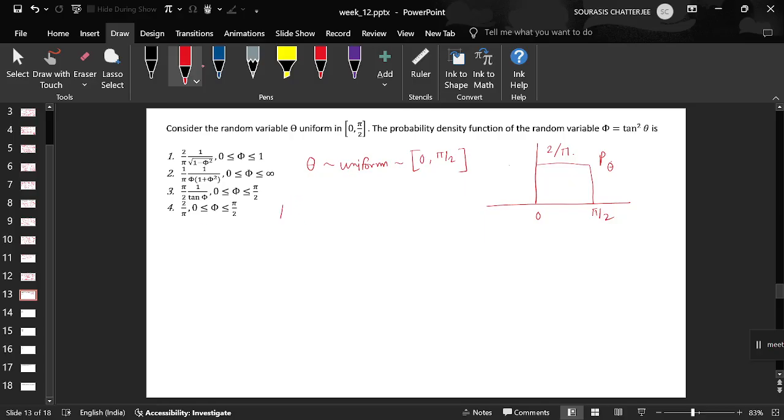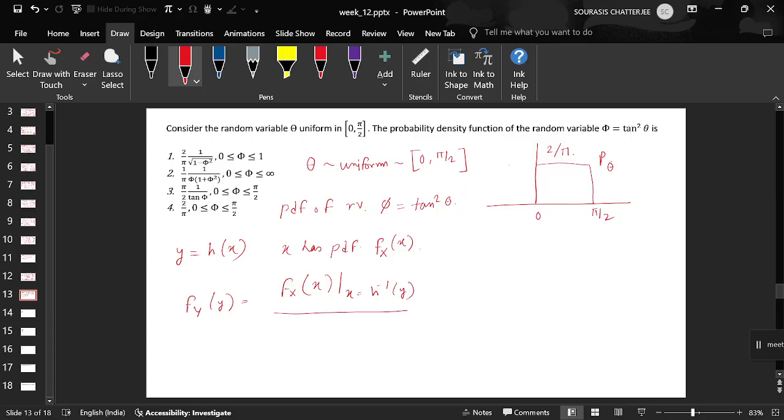So we are supposed to find the PDF of the random variable phi given as tan square theta. So these are also kind of refresher of the previous sessions. We have already seen, by the way, transformation of random variable is actually a very powerful tool, so there is no harm in refreshing the concept. So if y is equal to h of x and x has PDF f x of x, we have seen how to obtain the PDF of y. It is basically f x of x at x equal to h inverse of y, divided by the absolute value of the gradient of y with respect to x at h inverse y, right?